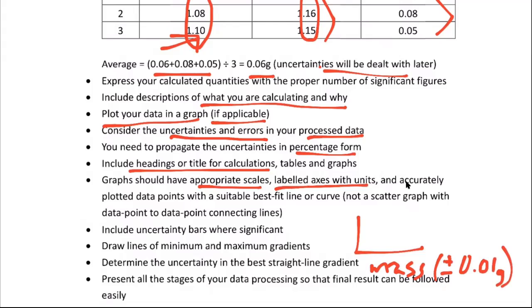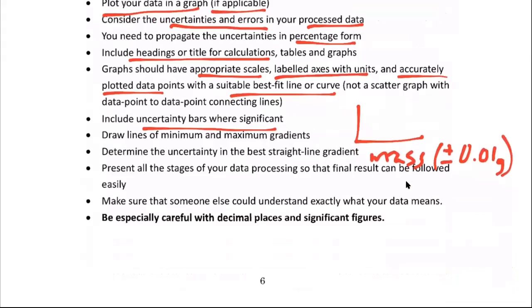in the units. You want to accurately plot your data points and you want to do a best fit line or curve. You do not do a scatter graph and you do not connect the points dot to dot, okay? Uncertainty bars are significant, and if you do need to do a graph, we can talk about that because you can use Excel to do that. It's really easy. Once you learn how to do it, there are tutorial videos and stuff.